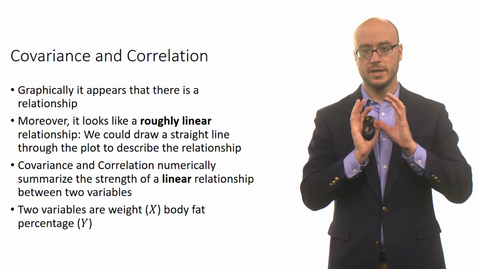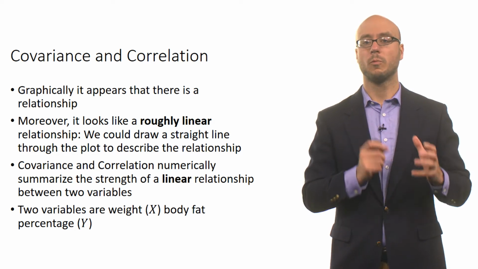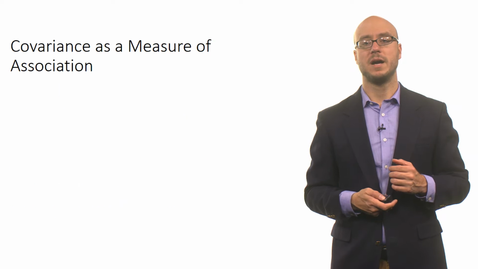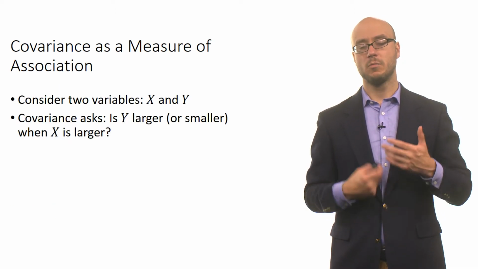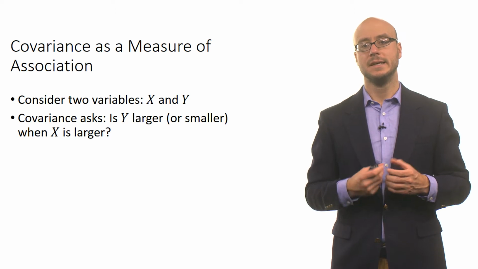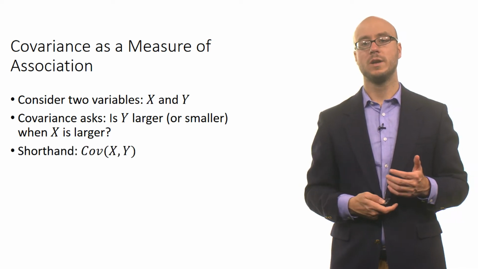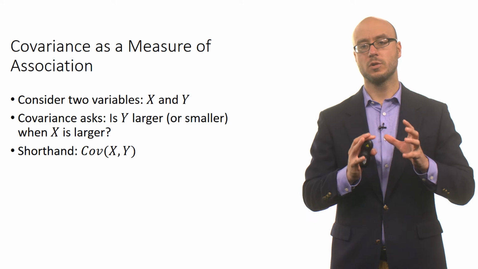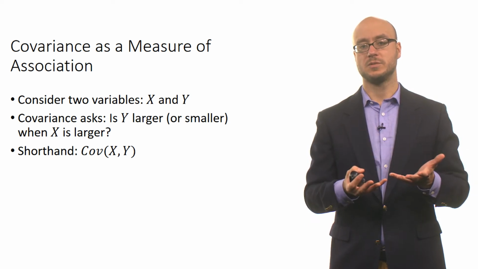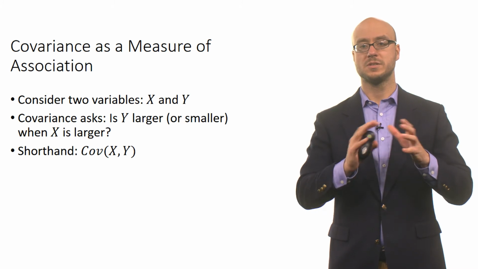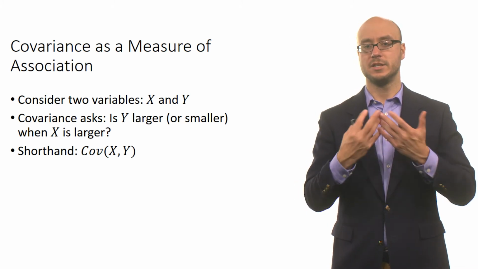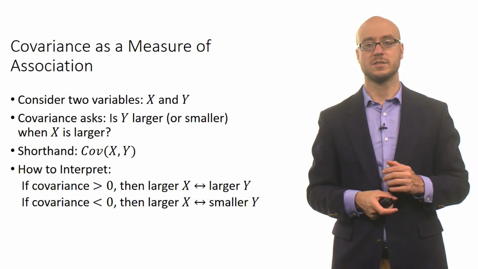But let's again look at this example where weight is our x variable and body fat percentage is our y variable. So we have these two variables, and what covariance is asking is: is y larger or smaller when x is larger? The shorthand for covariance, as we've just used, is COV of x and y.